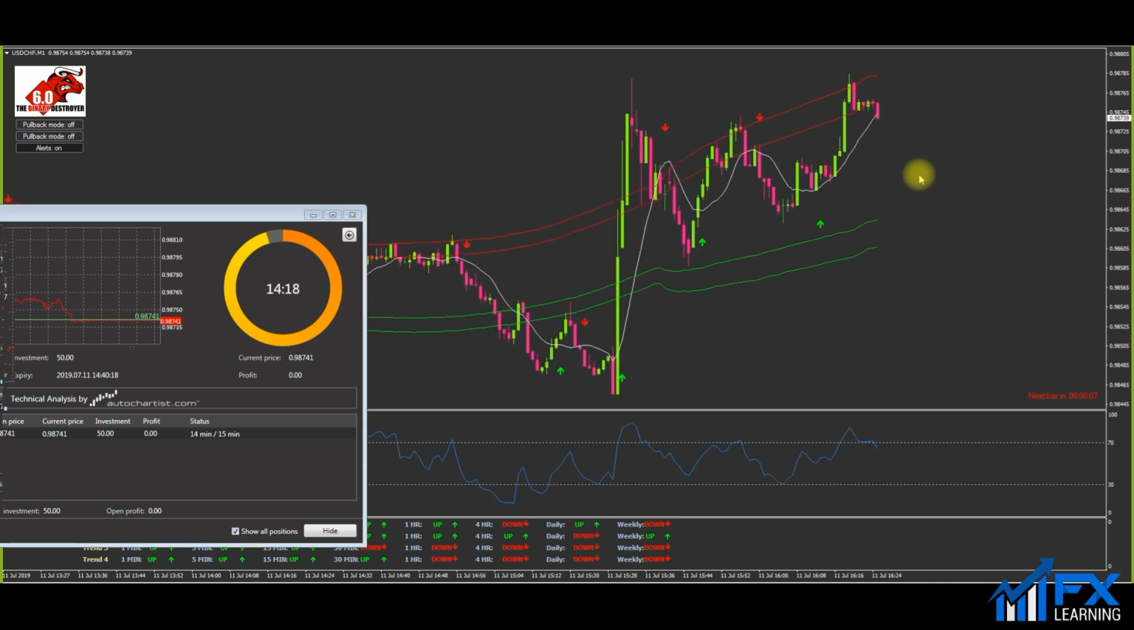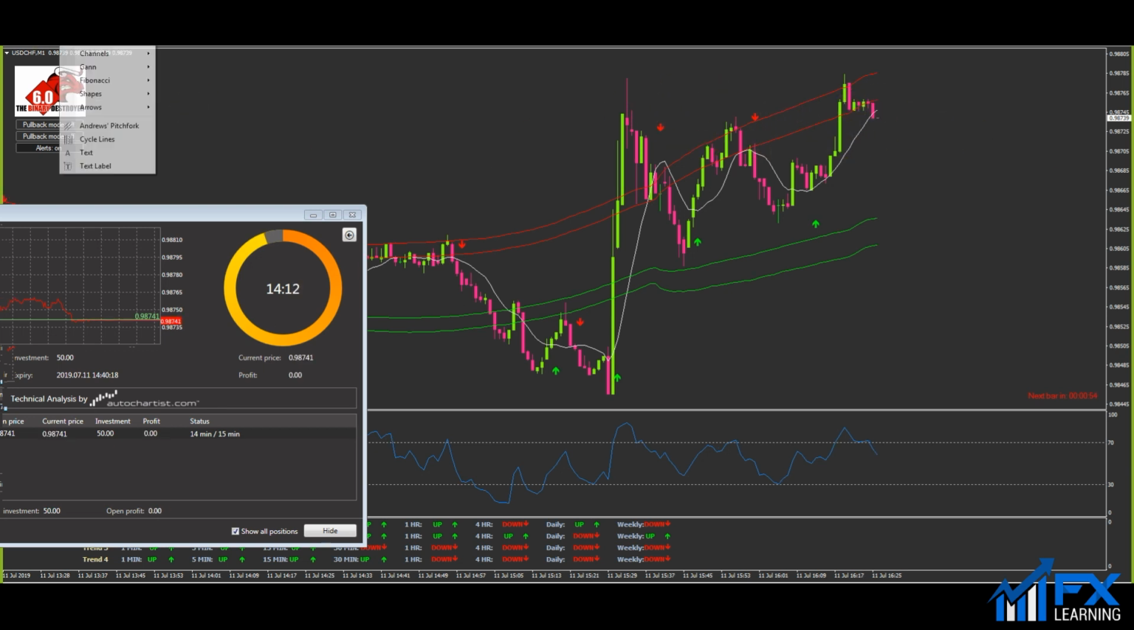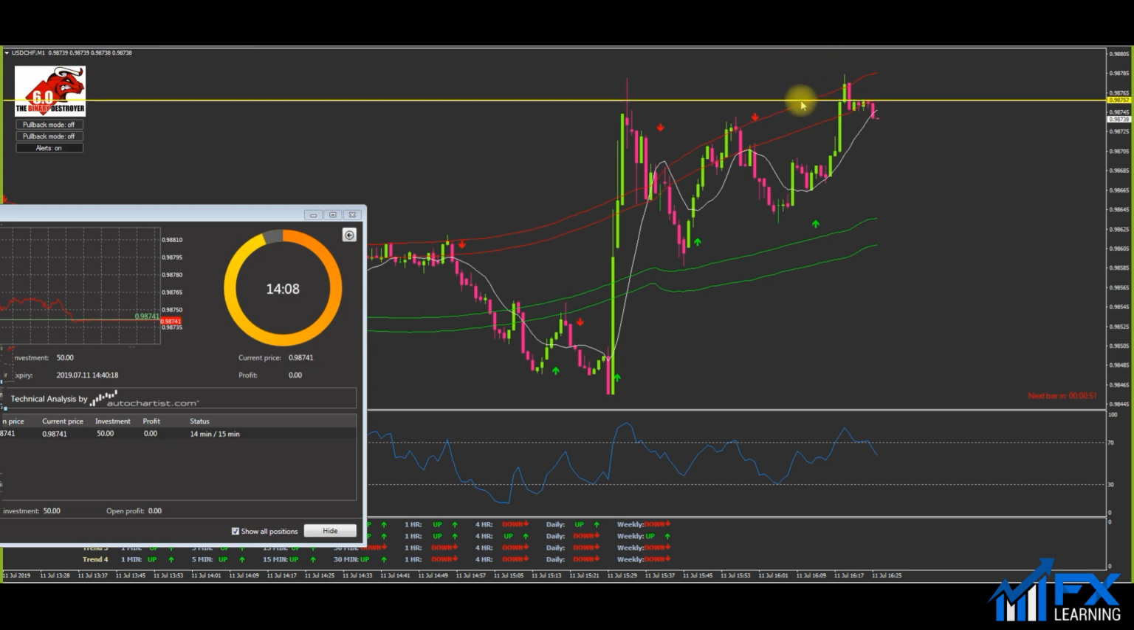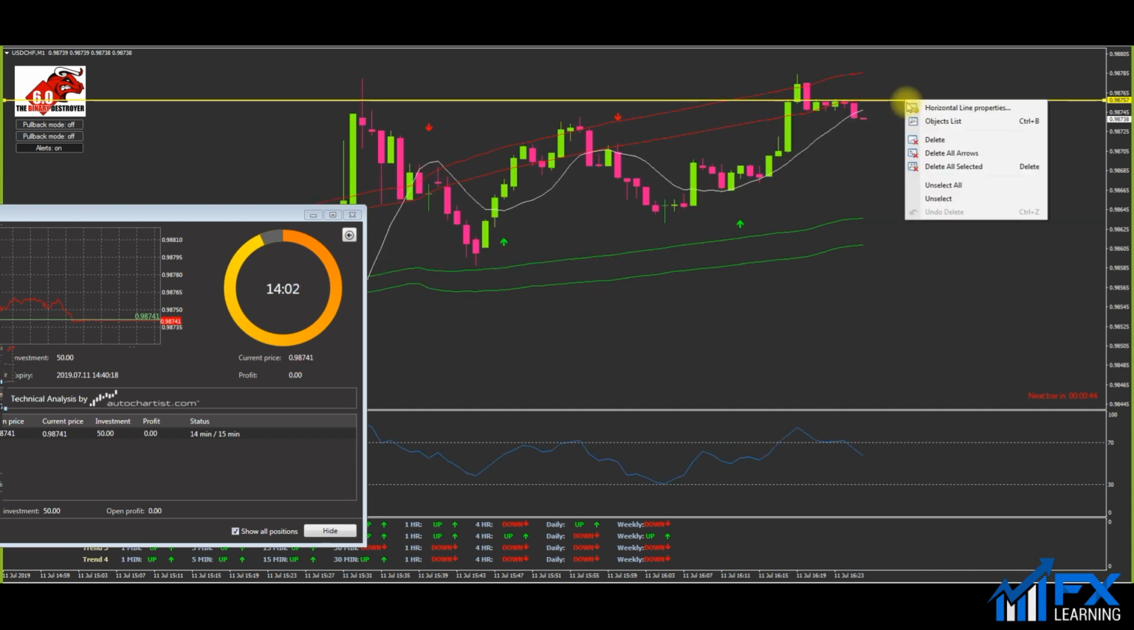What I like about this is purely because you see this area of resistance at the top here. You can clearly see that area here. Notice the RSI starting to come down. We start to break below the moving average.